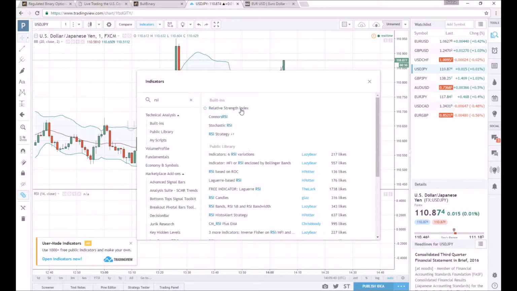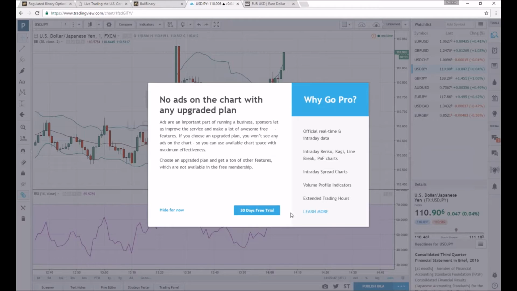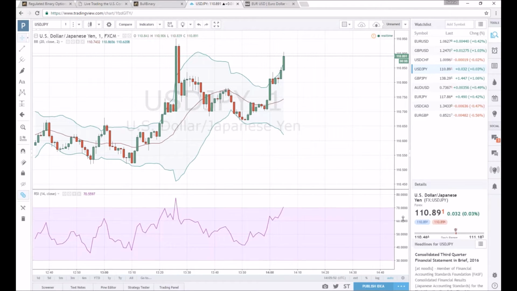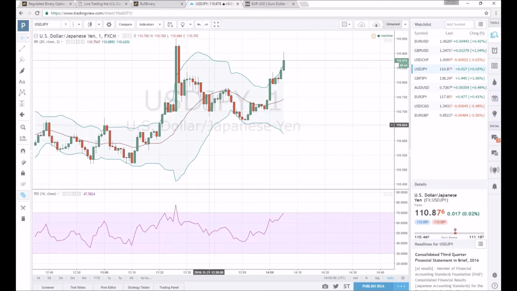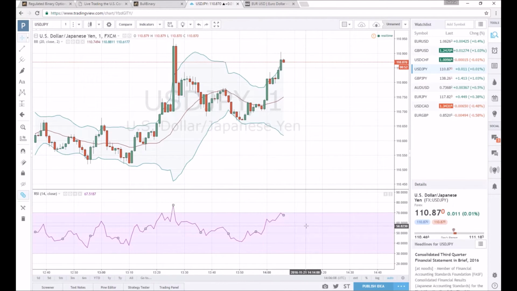RSI. Now, the RSI, of course, tells us when the market is overbought or oversold. As you can see, it gives us the parameters and the lines right now, 70 for overbought and 30 for oversold. In this case, on the USD JPY, it's giving us a signal. What is a good signal for us? When the candlestick breaks right through the Bollinger Band, the RSI is above 70, we can obviously start looking for a 1-minute trade going opposite.